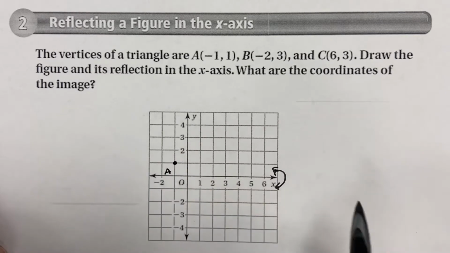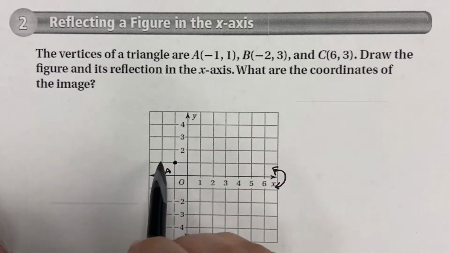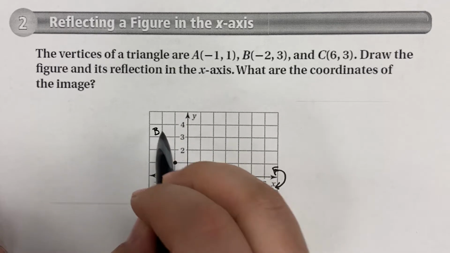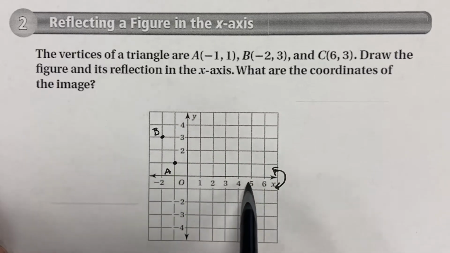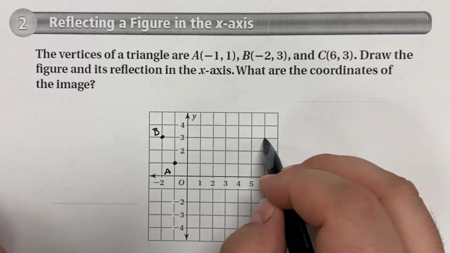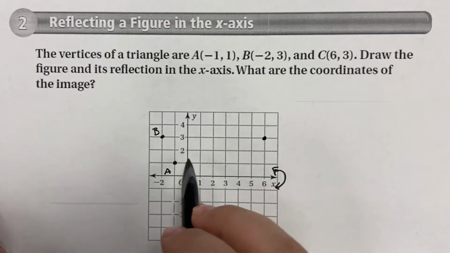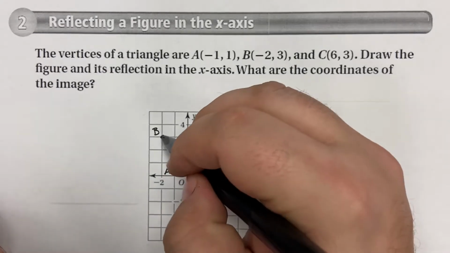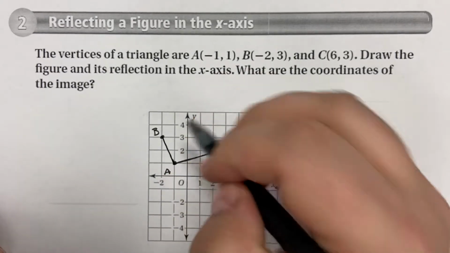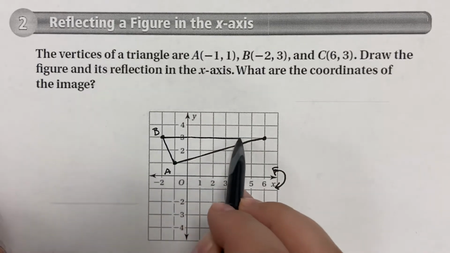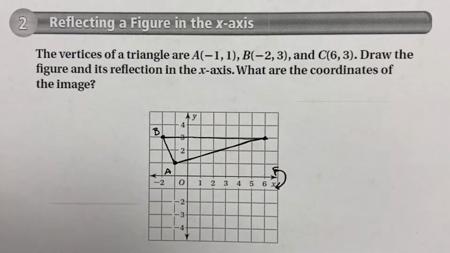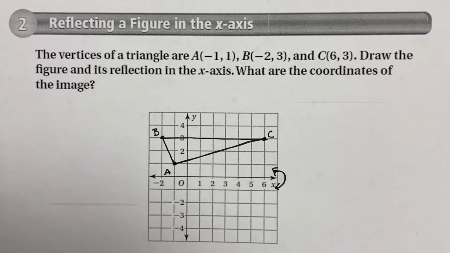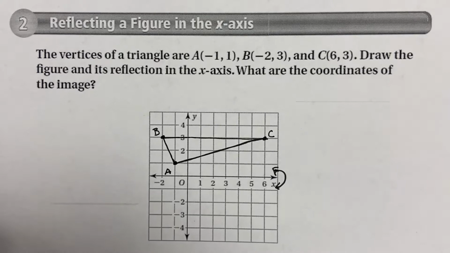Here's A. -2, +3. Here's B. 6, 3. All right, there's our triangle, triangle A, B, C. What we're trying to do is figure out where to put A prime.